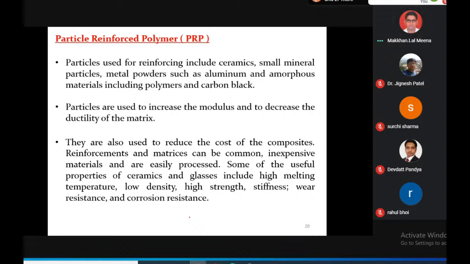Reinforcing materials used in the matrix are common, inexpensive, and easily processed. Some of the useful properties of ceramics and glasses include high melting temperature, low density, high strength, stiffness, wear resistance, and corrosion resistance.